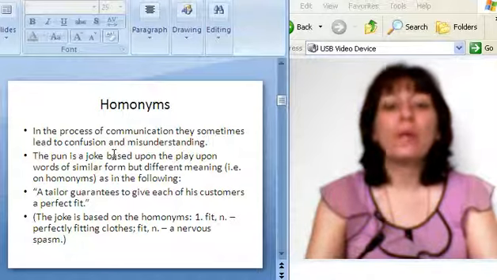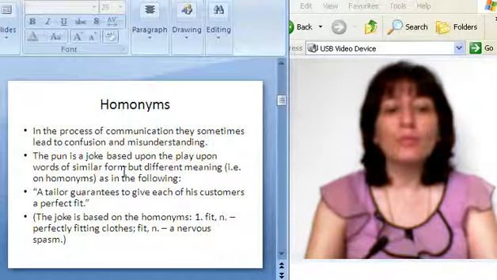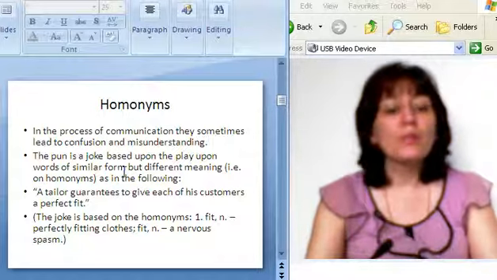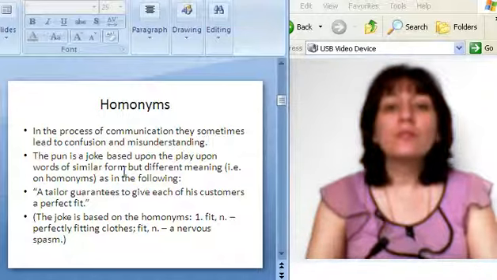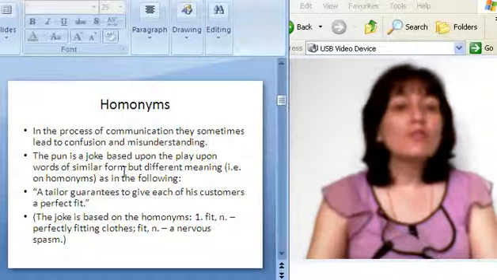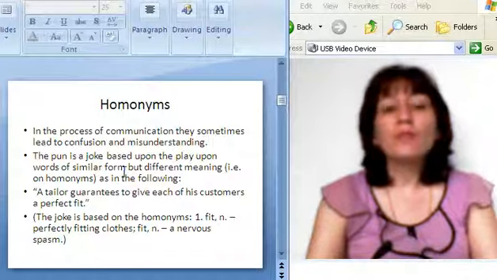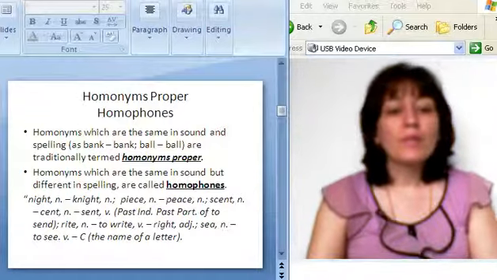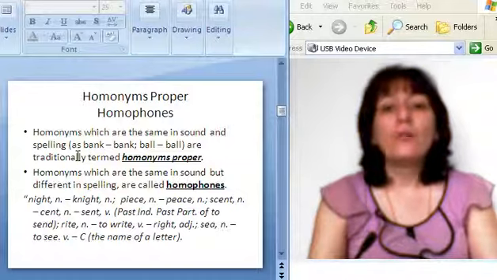Yes, the pun is a joke based upon the play upon words of similar form but different meaning, as in the following example. A tailor guarantees to give each of his customers a perfect fit. So, as you can see, the joke is based on the homonyms fit and fit. Yes, so fit as perfectly fitting clothes, and fit as a nervous spasm. Homonyms can be classed into homonyms proper, homophones, and homographs.